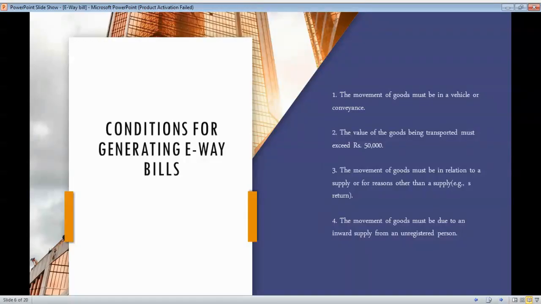The next condition is the transportation mode. Here, the e-way bill is required for all types of transportation mode, which includes road, railway, air, and water. Let's have an example. A registered electronics manufacturer sells a large consignment of laptops to a retailer, the consignee, in another state using a truck. Since the transportation mode is by road, the manufacturer needs to generate an e-way bill.